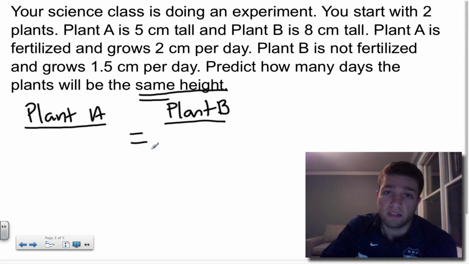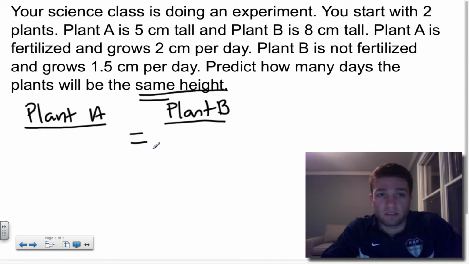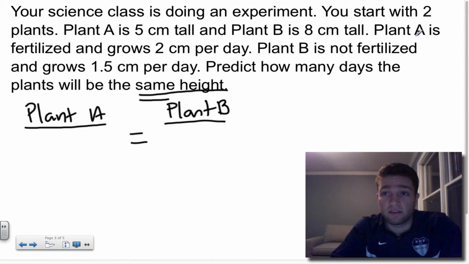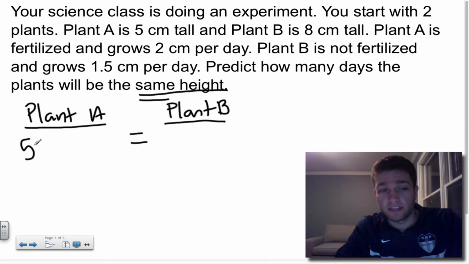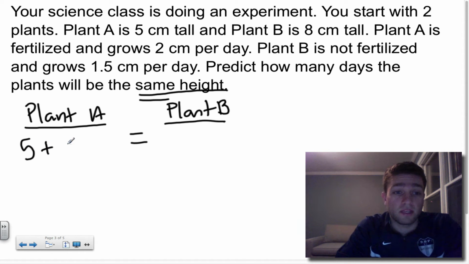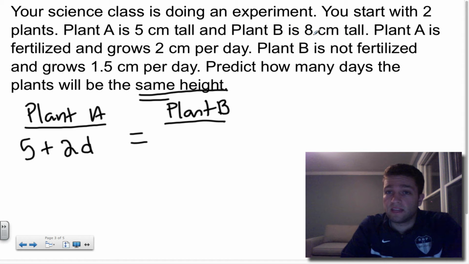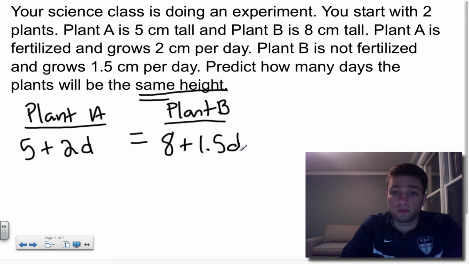So let's read the problem now to figure that out. It says you start with 2 plants. Plant A is 5 centimeters tall, and plant A, if I jump over to here, is fertilized and grows 2 centimeters per day. Well, that tells me its starting value, initial value, is 5, and plus it also grows 2 centimeters per day, and I'm going to use D for day. Now let's jump to plant B. It's 8 centimeters tall, so its initial value is 8, plus it grows 1.5 centimeters per day, so D for day.